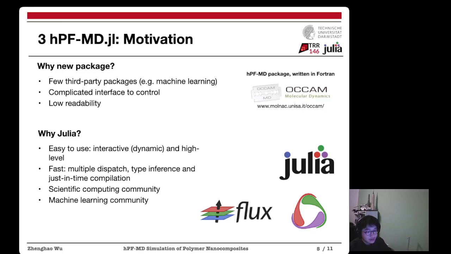There is actually an existing package for hPF-MD simulations called OCAM, written in Fortran. Thus, why do we need to rewrite a new package? There are several reasons I can think of, but these three are the most serious ones in my opinion. Firstly, Fortran is an old language even though it was originally created for scientific computing. There are actually few modern third-party packages for scientific computing, especially for machine learning, in the current Fortran community.